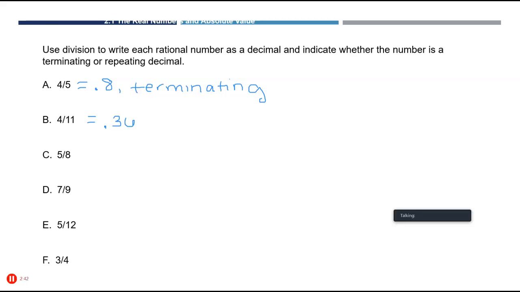So instead of writing 0.3636363636, which goes on and on forever, we're going to write 0.36, and we're going to draw a bar across the top. That indicates that this is a repeating decimal. And it tells me that it goes 0.36363636 forever and ever. Okay?